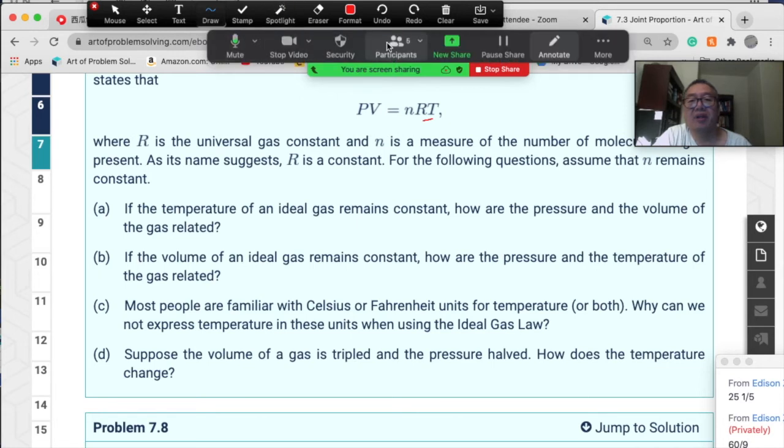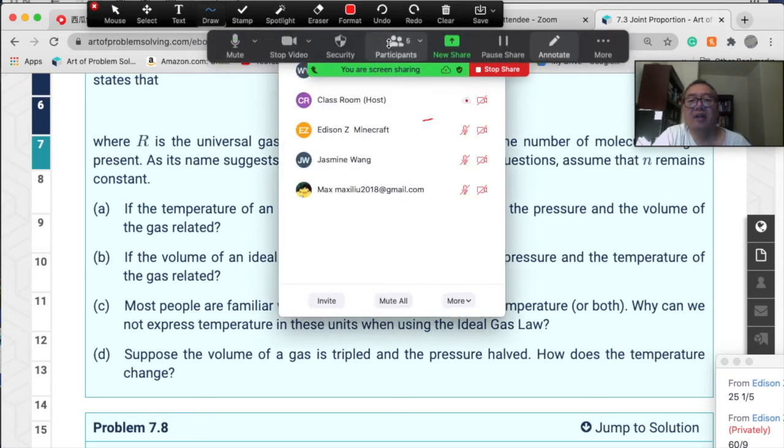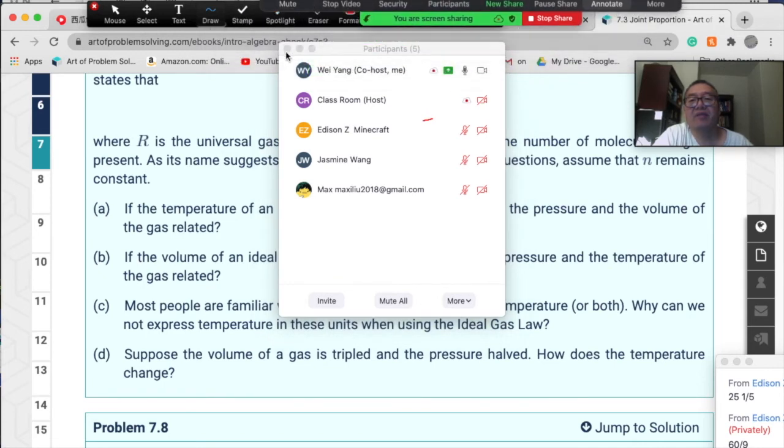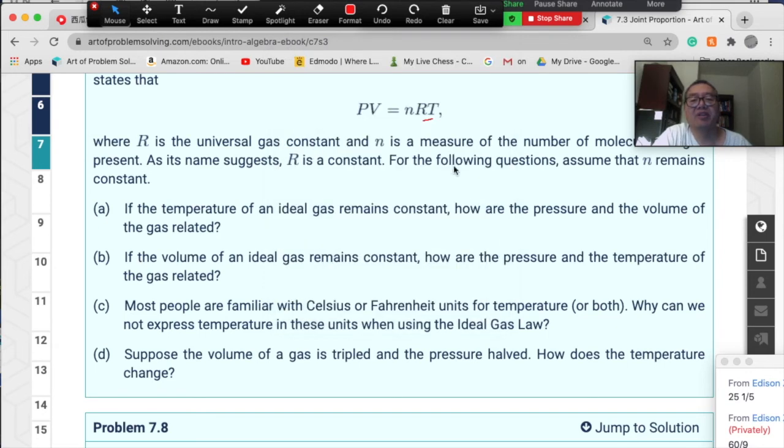Okay, now let me ask Jasmine, can you tell me in this case what is the relationship between pressure and volume? Jasmine? Are you there? Yeah. Can you tell me what is the relationship between the pressure and volume if temperature is constant?